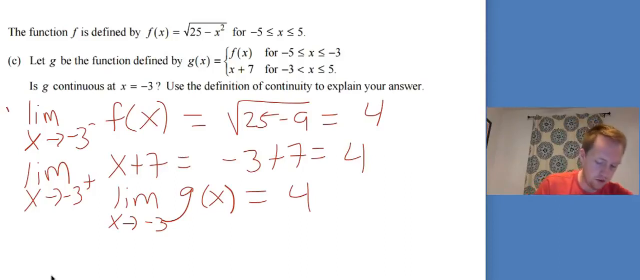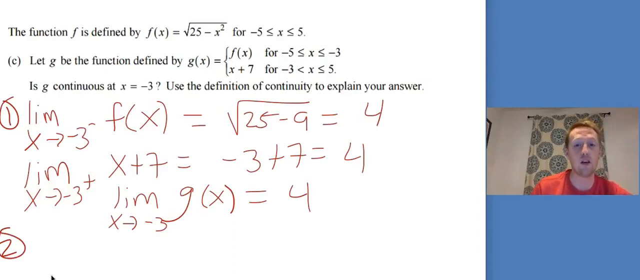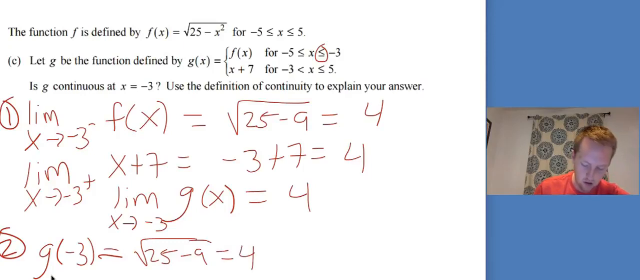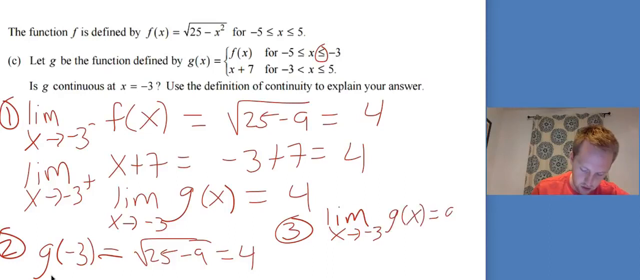Next thing I need to do is I need to show that the function value exists. And right here we can see that less than or equal to means that it's going to exist. I'm assuming that I can plug negative 3 in. So if I plug negative 3 in, that's the square root of 25 minus negative 3 squared again. That's 25 minus 9, which is 4. Okay, last thing I got to do is just say the limit as x goes to negative 3 is equal to g of negative 3.